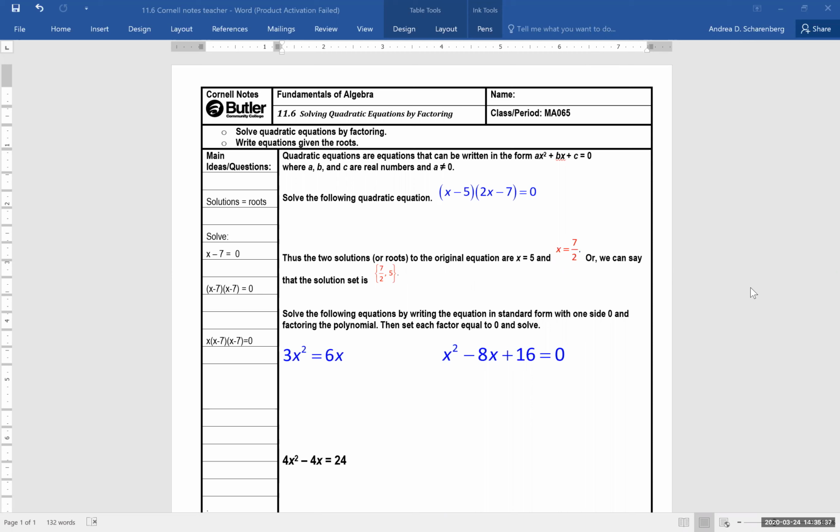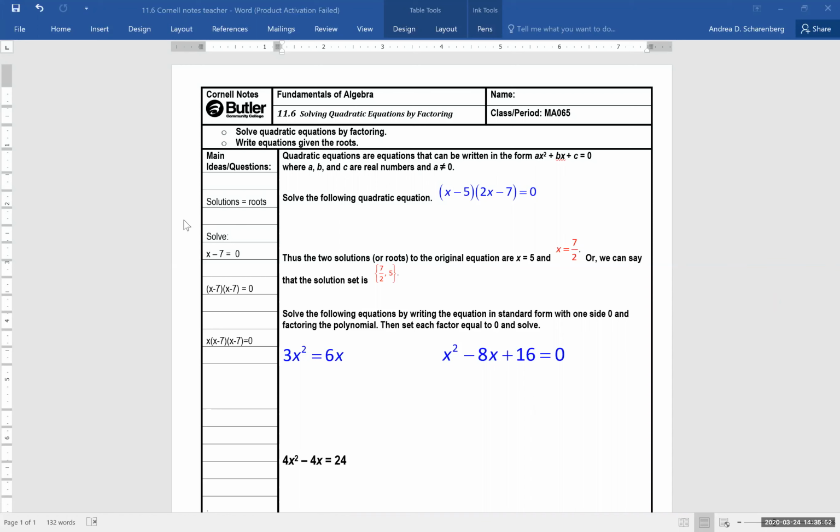Hey guys, this is Mrs. Scherenberg. I'm on 11.6. This is our last lesson in this packet. We're going to solve quadratic equations by factoring. And it says write the equations given the roots. Okay, well, roots is a weird term.